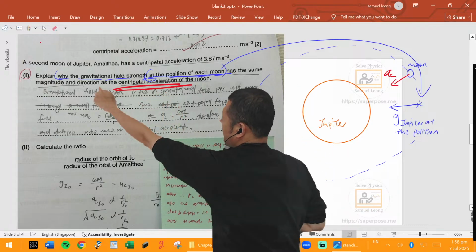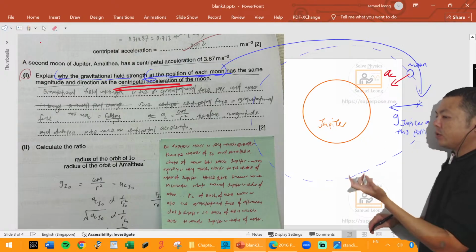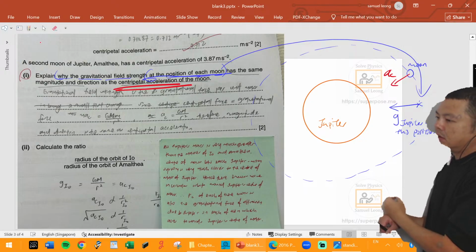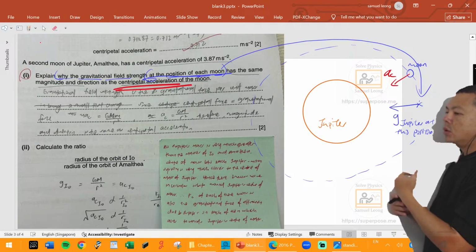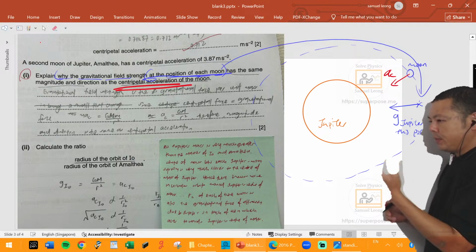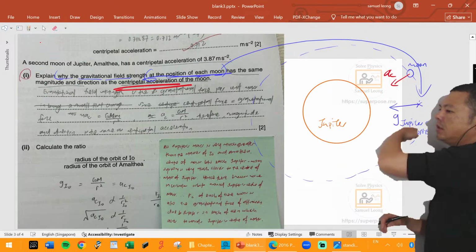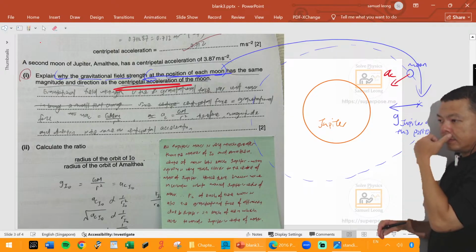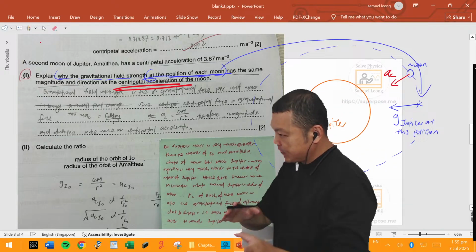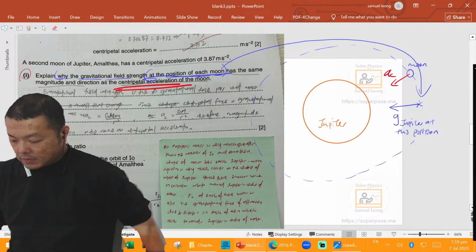You didn't mention the direction. Then you have to say that the gravitational force points towards the center of Jupiter, which happens to be the center of the moon's orbit. That's why they're pointing in the same direction. That's why the G field strength and the centripetal acceleration are pointing in the same direction.